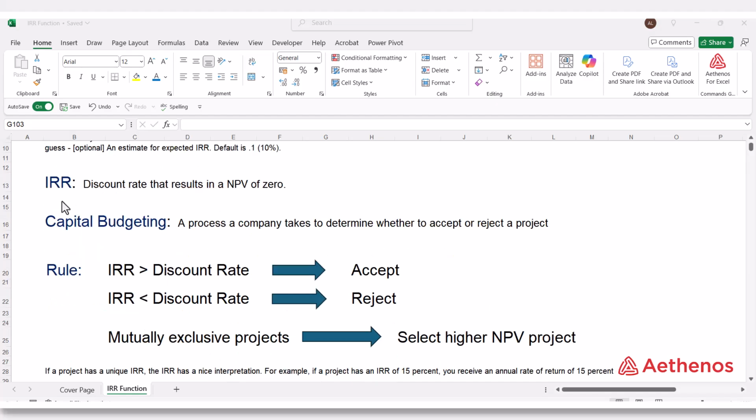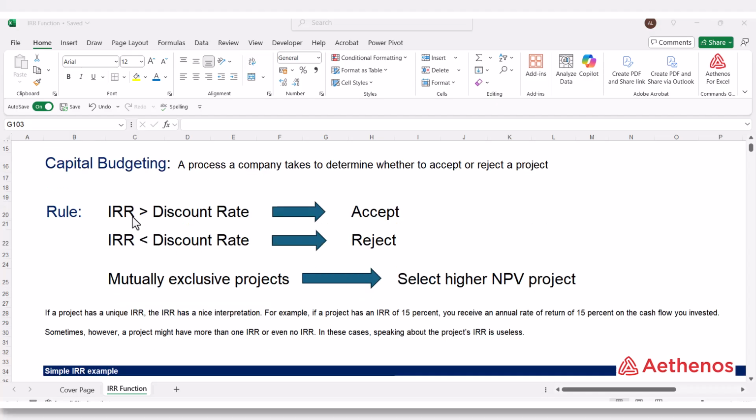The definition of IRR is the discount rate that results in an NPV of 0. So if you use the IRR as the discount rate for the cash flows, we should get an NPV of 0. We use this in capital budgeting, like NPV, to decide whether to accept or reject a project. The rule is if the IRR is greater than the discount rate or the weighted average cost of capital of the company, the WACC, then we accept that project. And if the IRR is less than the discount rate or the WACC, we reject that project.